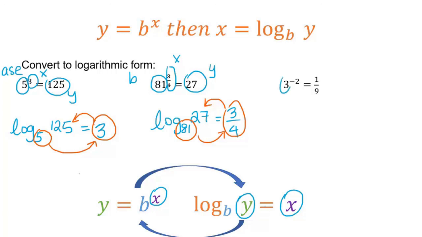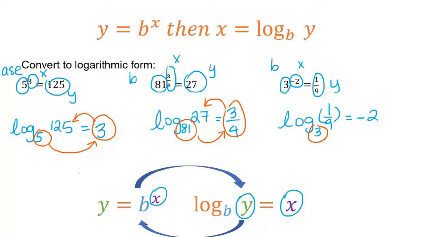And finally, here we have the base of 3 raised to the exponent of negative 2, and we're told that's equal to 1 over 9, the value for y. In other words, the logarithm of 1 over 9 to the base 3 is equal to negative 2. Or 3 raised to what power? Well, 3 raised to the power of negative 2 gives 1 over 9.